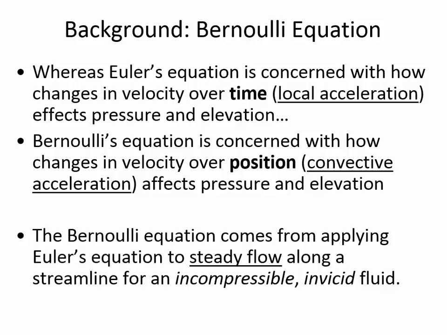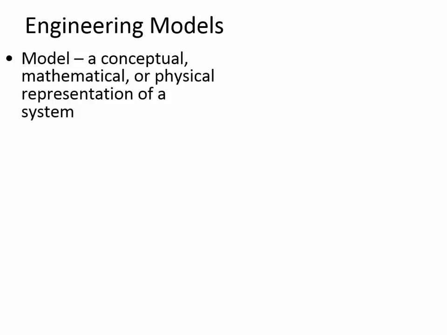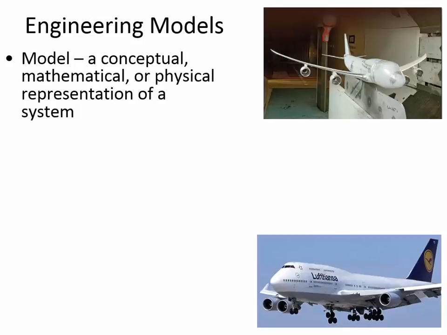Okay, well, let's talk about models. A model is some sort of a simplification of reality. It's a way of conceiving of a system in a more simple way. And so here on the bottom image is a picture of a full-size prototype, what we call the full-size version. And up above is a model. And models are usually made smaller than prototypes just for ease of construction, ease of measurement.